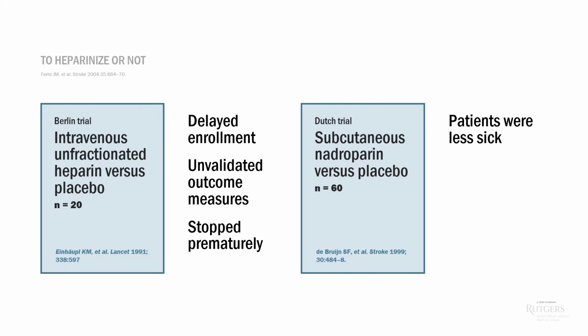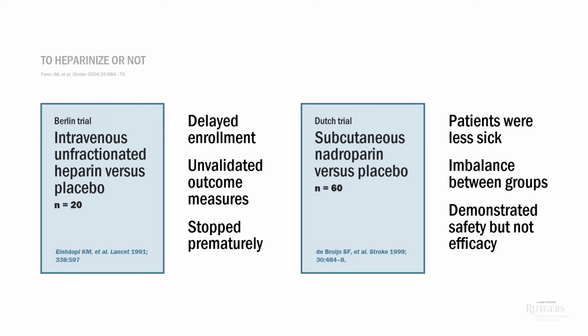The Dutch trial also generally enrolled patients who were less sick, without significantly increased intracranial pressure. Imbalance at baseline may have favored the placebo group. There were more cases with isolated intracranial hypertension in the placebo group, and more patients with venous infarcts in the nadroparin group. Certainly, patients that present with a venous stroke will do worse than those without. Sadly, the Dutch trial failed to demonstrate statistically significant superiority of low molecular weight heparin, maybe because of this baseline imbalance.